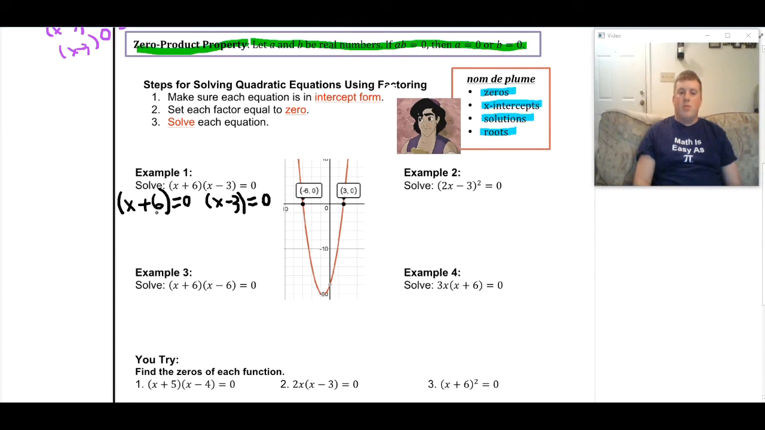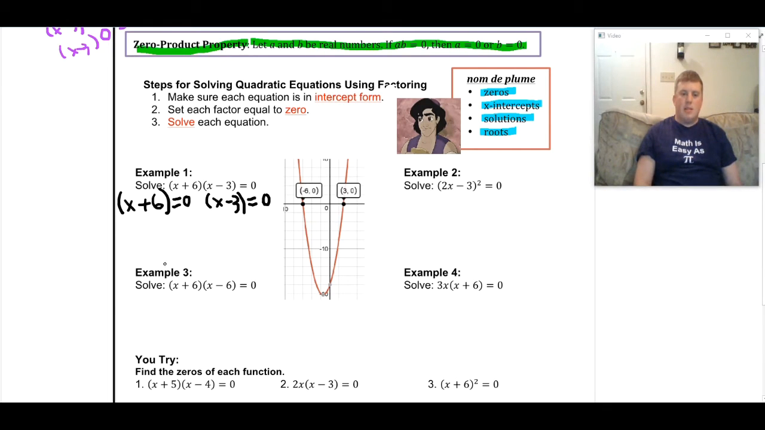Now what I'm going to do from here is just solve equations. And these should be pretty basic 1- to 2-step equations. This should not be that difficult. If you need a refresher on solving 1- and 2-step equations, refer back to Unit 1. But let's go ahead and solve these.